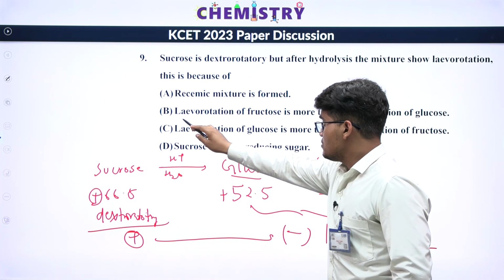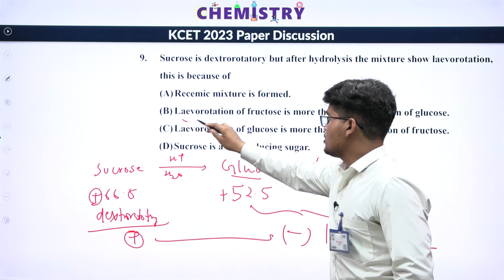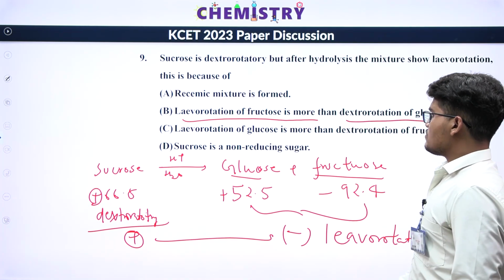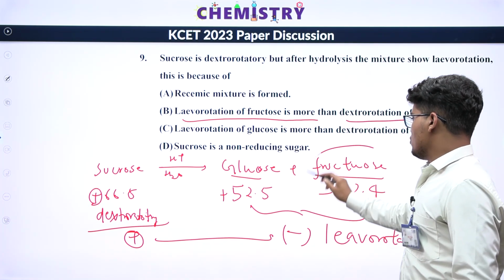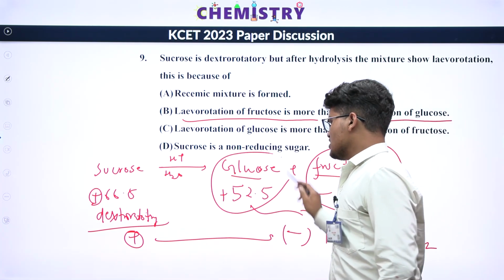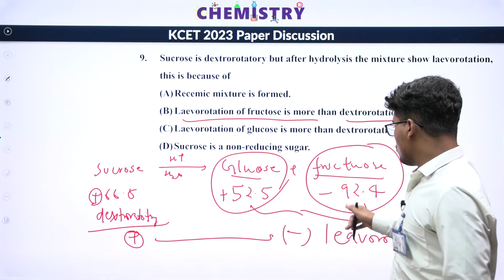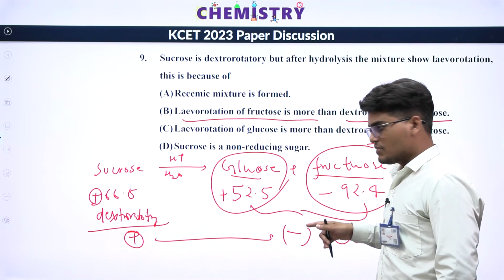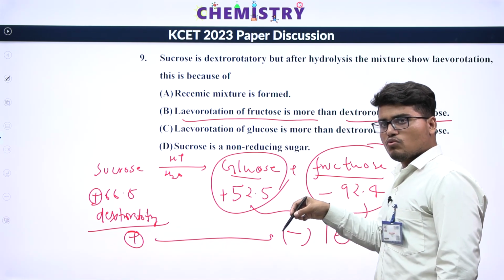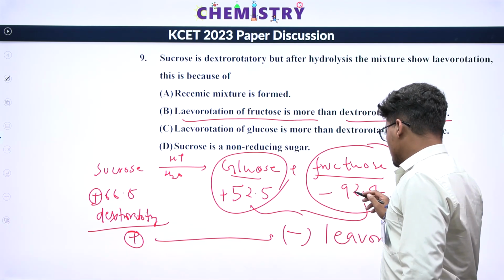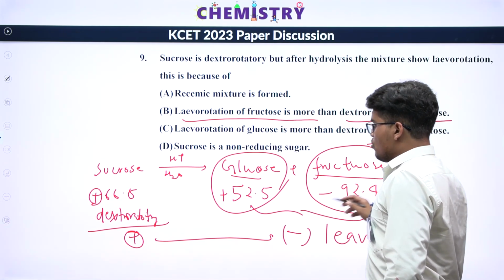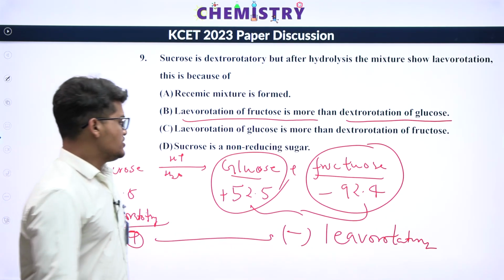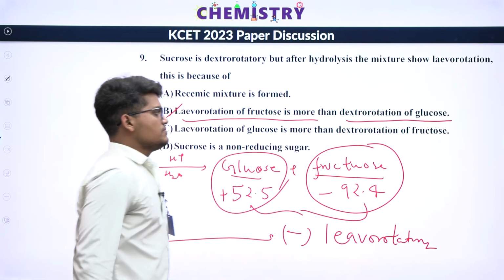Sorry. So you can see the B option they have given: the levo rotation of the fructose is more than the dextro rotation of the glucose. Correct. So you can see this value is more than this value. You have to just see the magnitude value. Don't go with that minus sign. This minus sign just represents the rotation only. It rotates the light towards anti-clockwise. So magnitude wise the fructose is more than glucose. Fine. Check karo. So B will be the correct option.